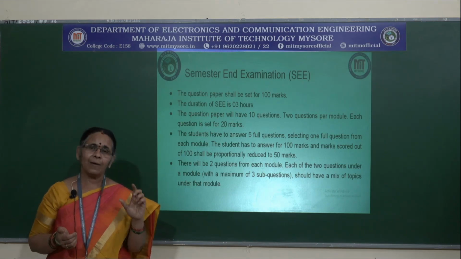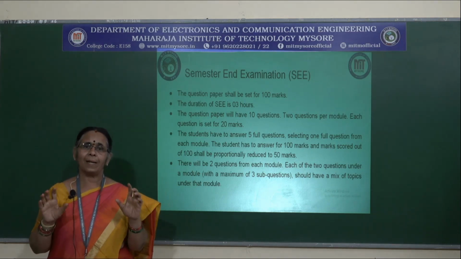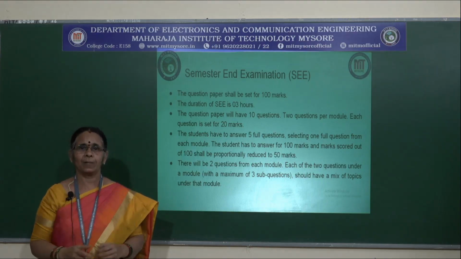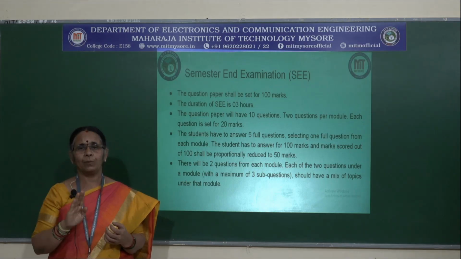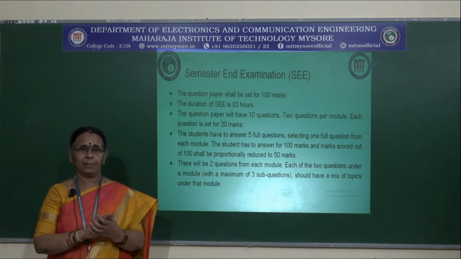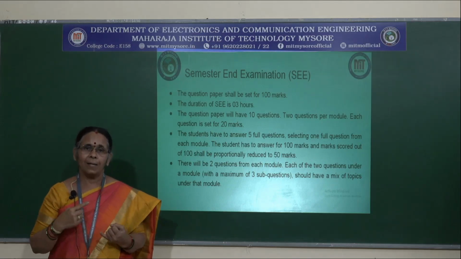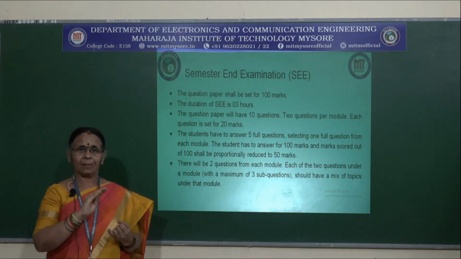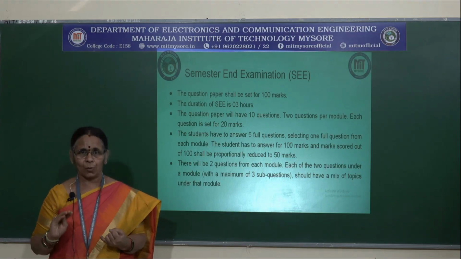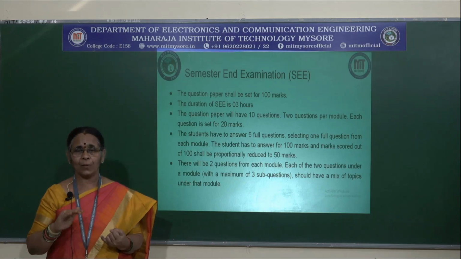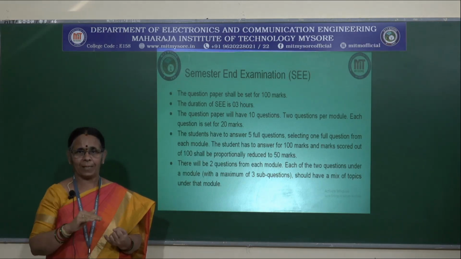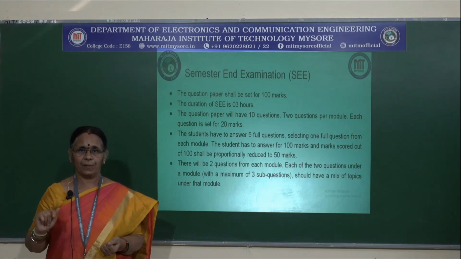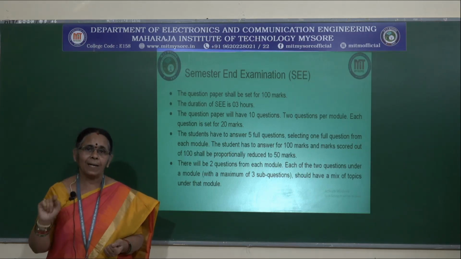So continuous internal evaluation of 50 marks, semester end examination of 50 marks. Together, if they sum it up, it is 100 marks. For 100 marks, a student should score 40. I explain it once again. In CIE, continuous internal evaluation, he has to score 40% of the total marks of 50. That means 20. A student should score 20 out of 50. If he doesn't score 20 out of 50, he is not eligible to write the final examination.